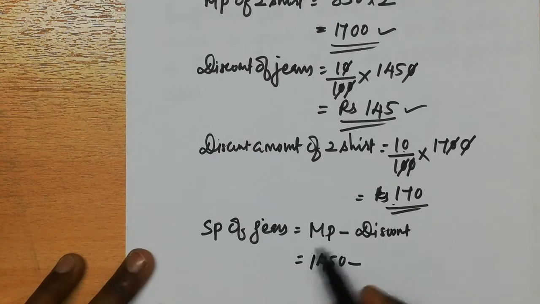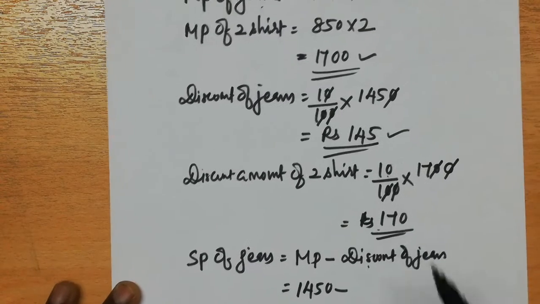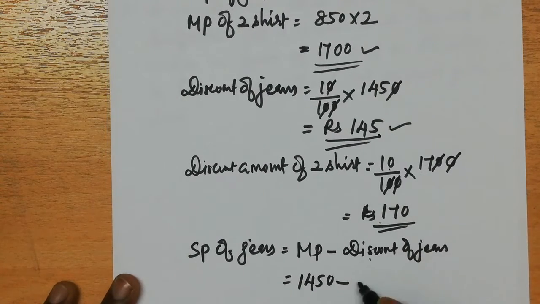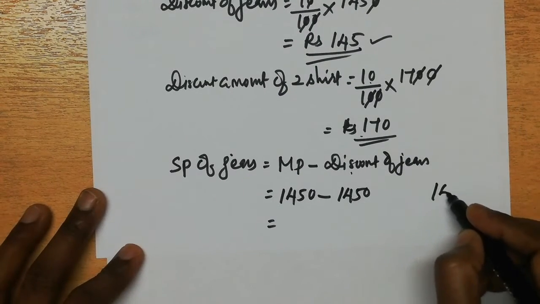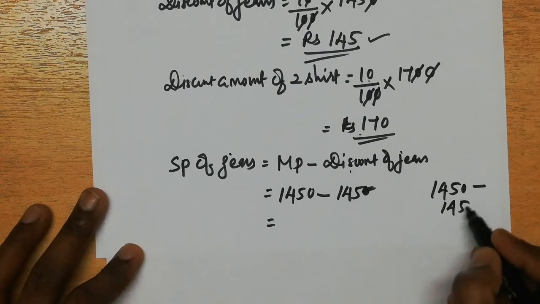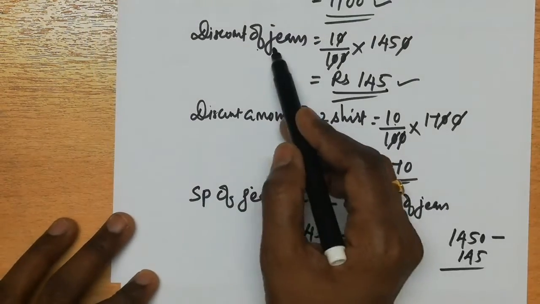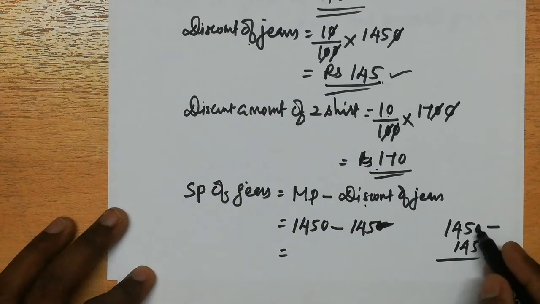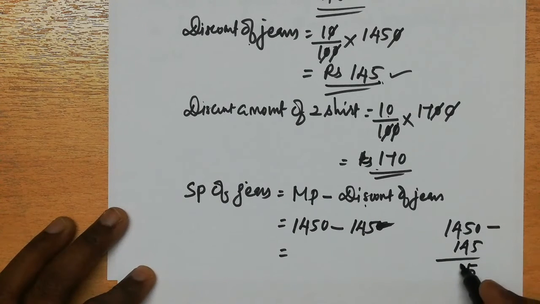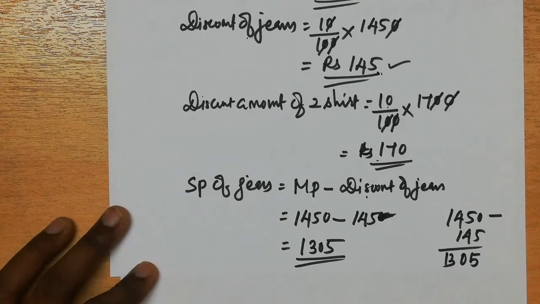So we will write 1450 minus the discount amount of jeans, which we already found is 145. Now we can subtract: 1450 minus 145. Clear? This one is 145 only, the discount of jeans. 10 minus 5 is 5, then 4 minus 4 is 0, then 14 minus 1 is 13. So 1305 is the selling price of jeans.